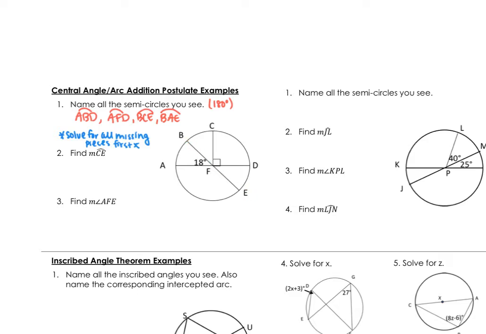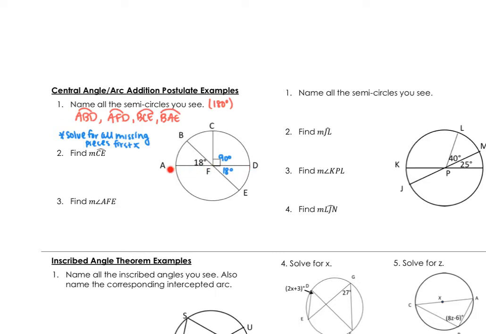A couple other things you're going to want to look for are vertical angles. If we know that this angle right here is 18 degrees, then this angle right here is also 18 degrees. And remember, for now we're not differentiating between arcs and angles because we know that central angles and arcs are the same. We know that this angle right here is 90 degrees because that's what the box means. So now the two pieces that we need are this piece right here and this piece right here. This is where the semicircles are going to become helpful.